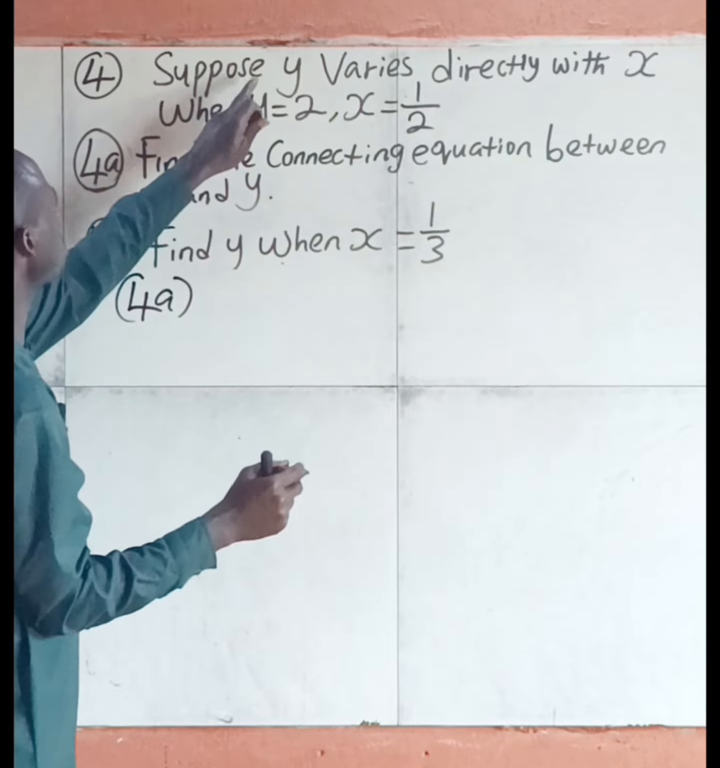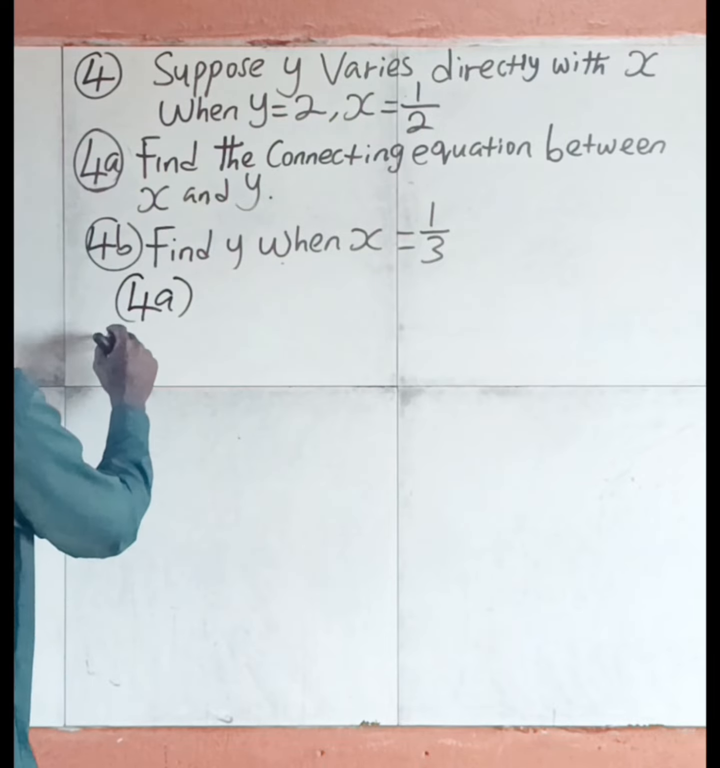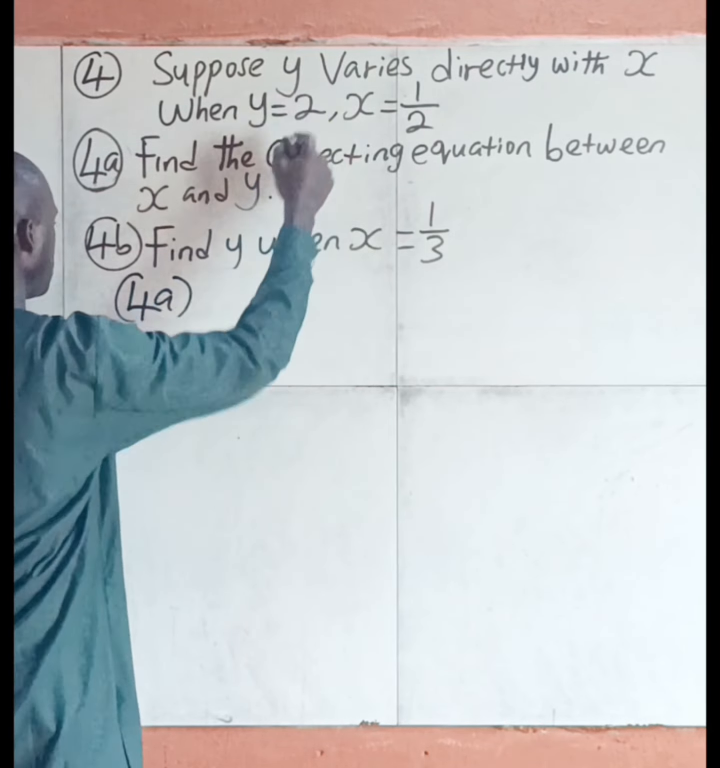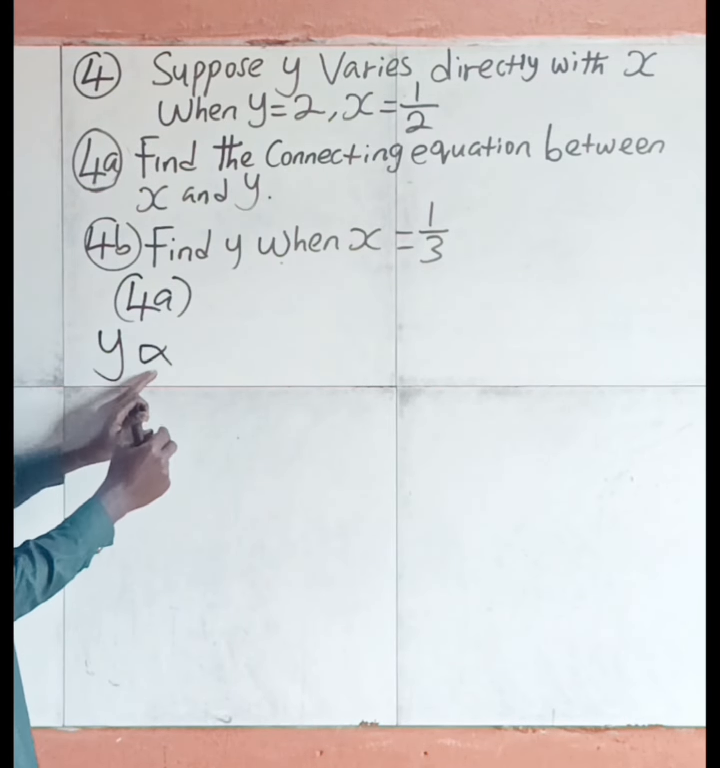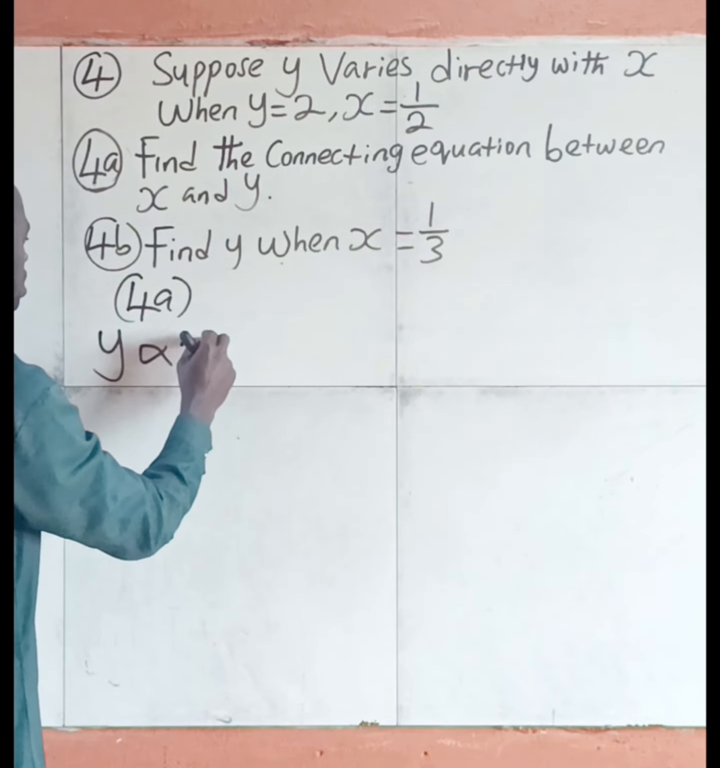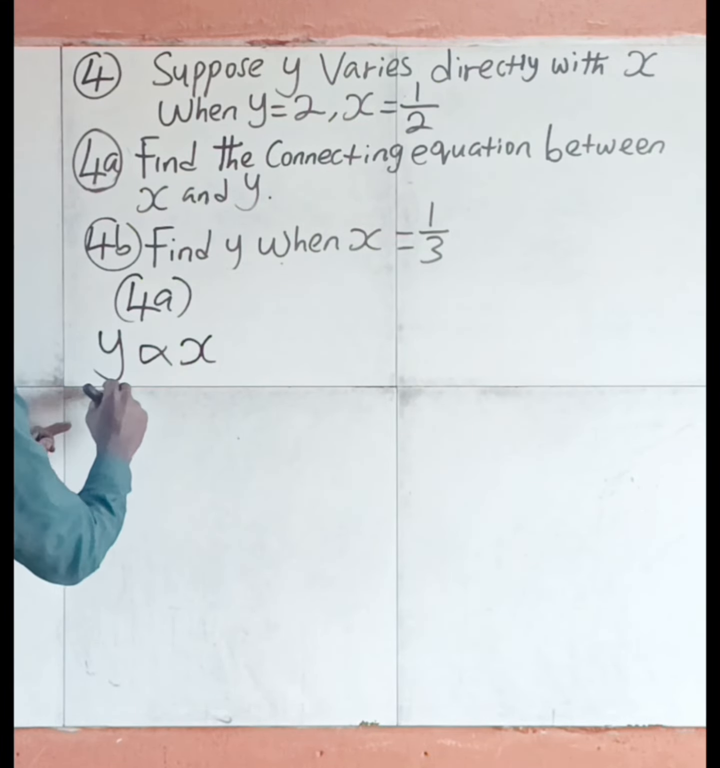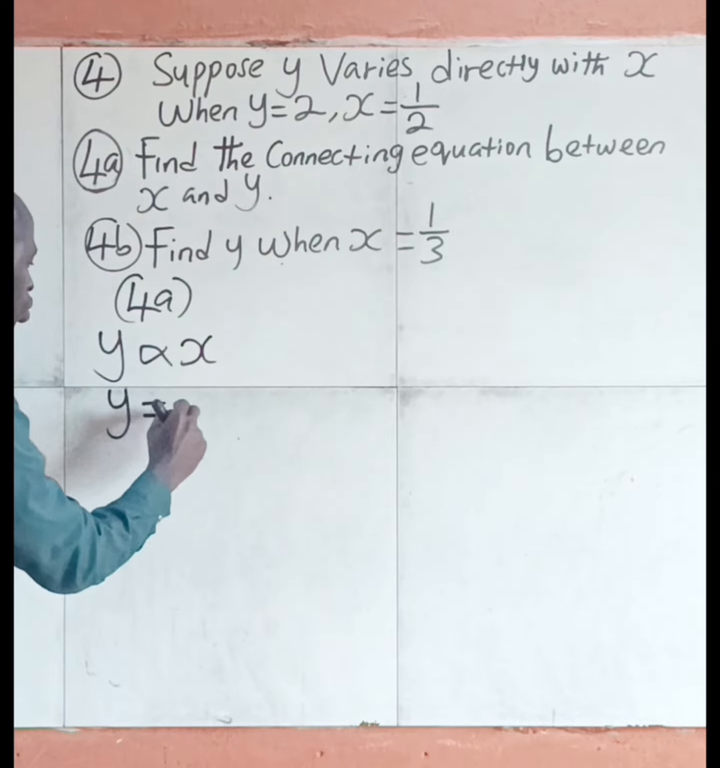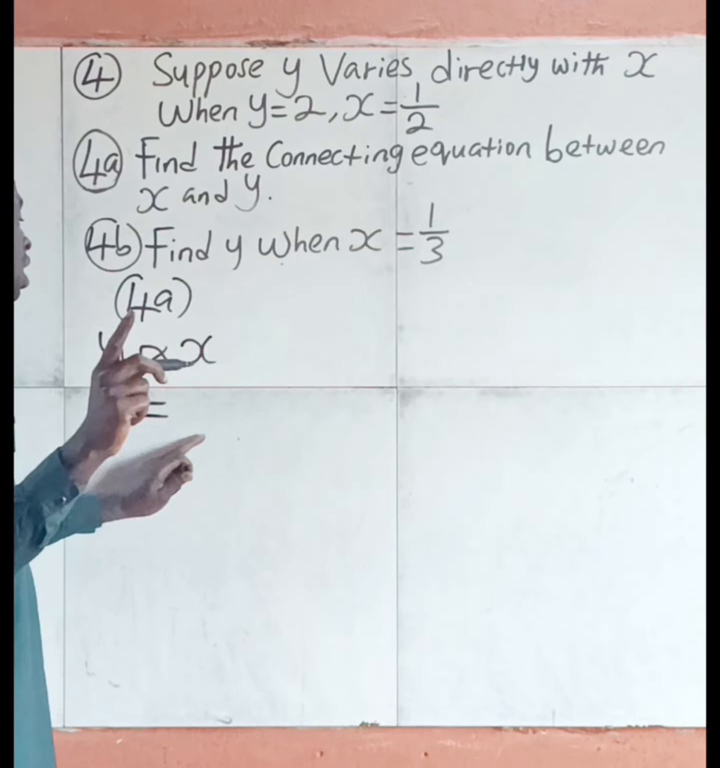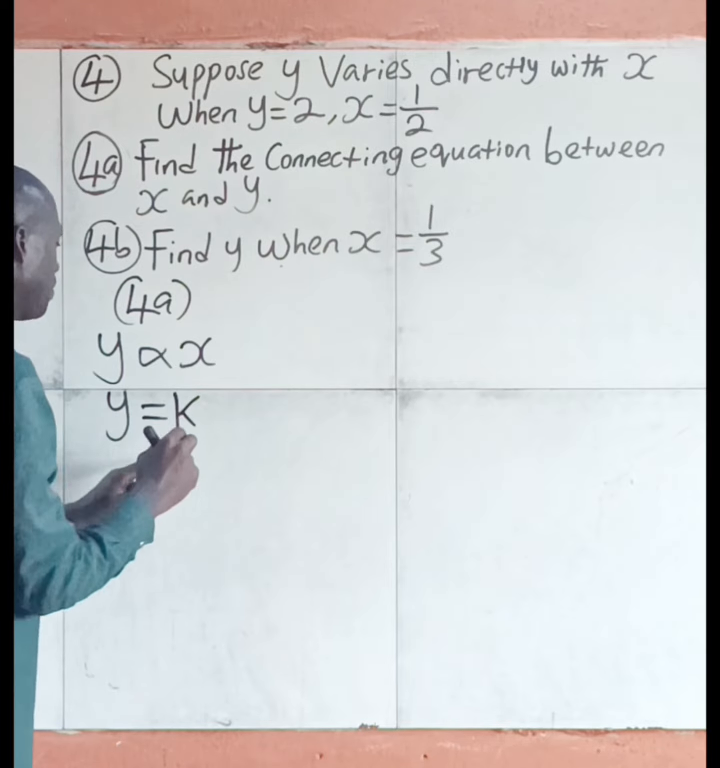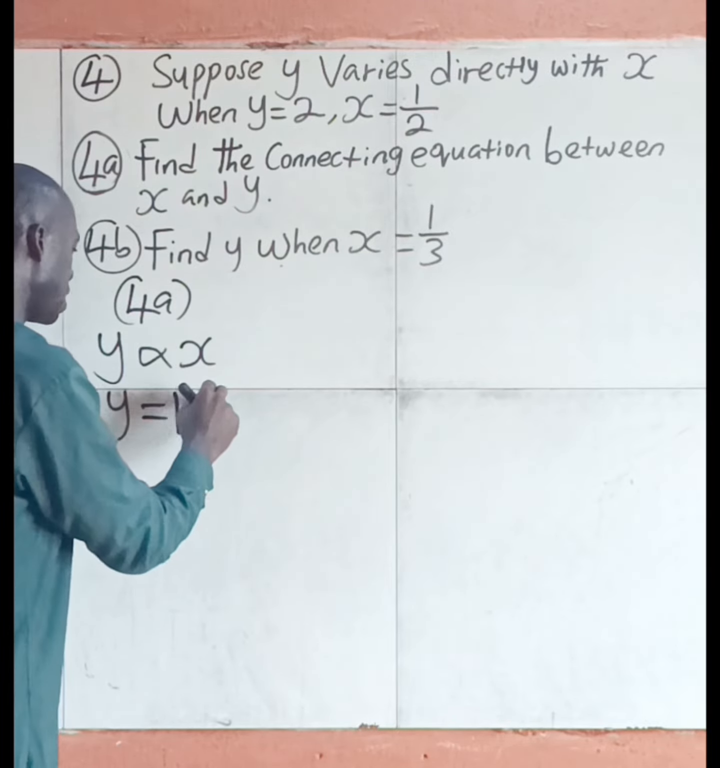Let's go. It says, suppose y. So I'm going to write the y first. You can clearly see the way I'm doing it. Varies, I'm going to write the symbol. Directly with x, I'm simply going to write the x. At the end of the day, I'll come back here again and say y, and I'll change this symbol of varies into equals. Then I will introduce a constant called k, or I can use any alphabet or symbol I like. So here becomes y equals kx.